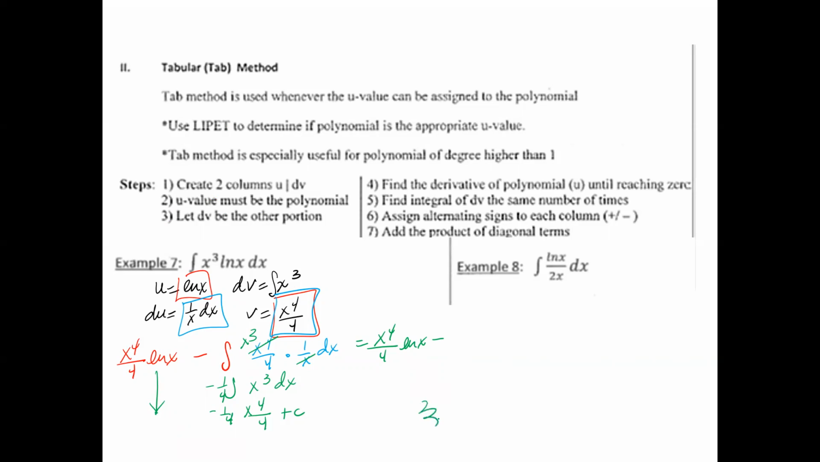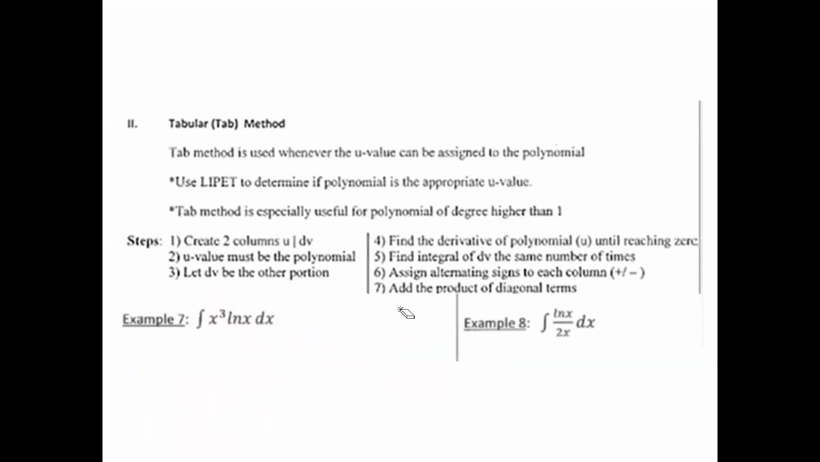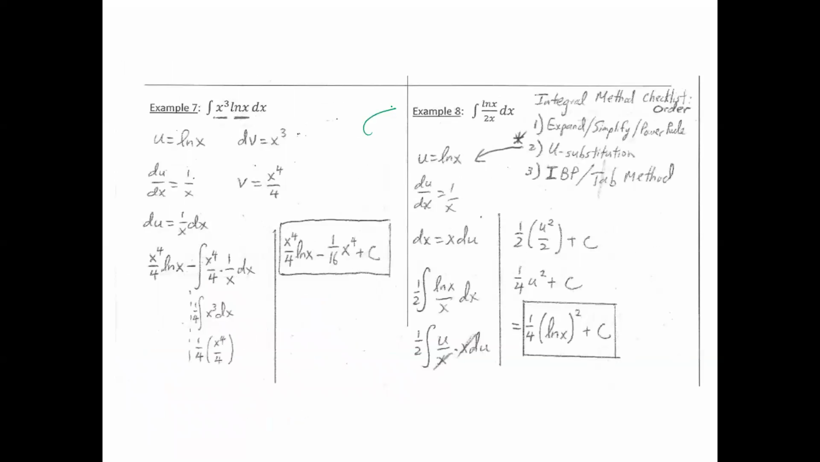Okay, my pen for some reason, oh, there we go. 1 over 16 x to the fourth plus c. All right, so now that I did this one, I'm gonna have you guys try example 8 on your own. And here are your answers for example 8.